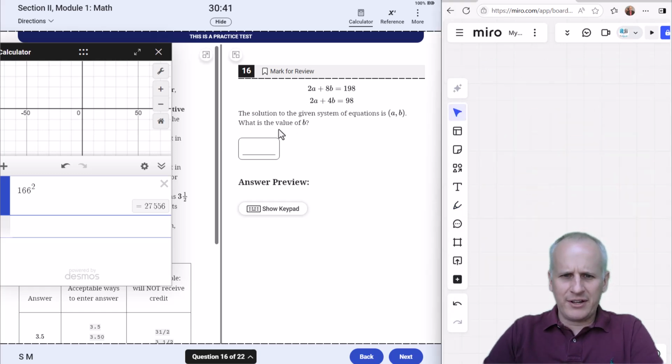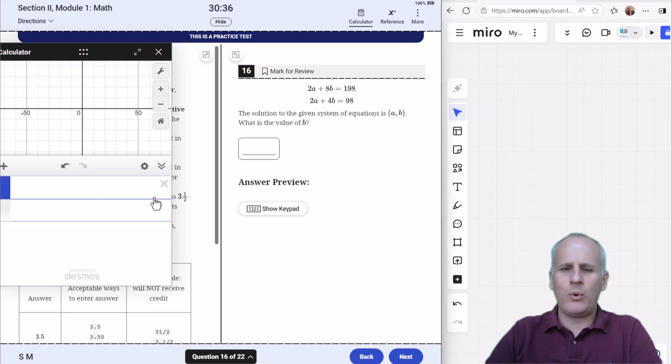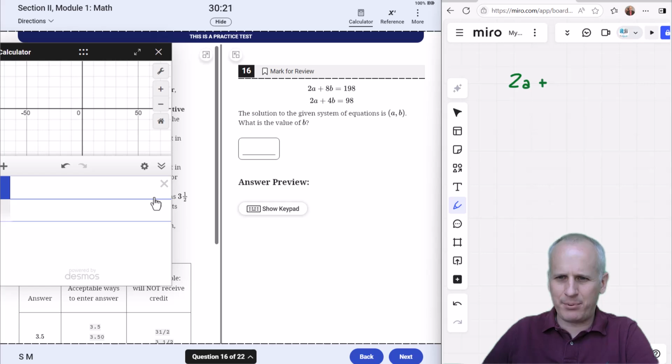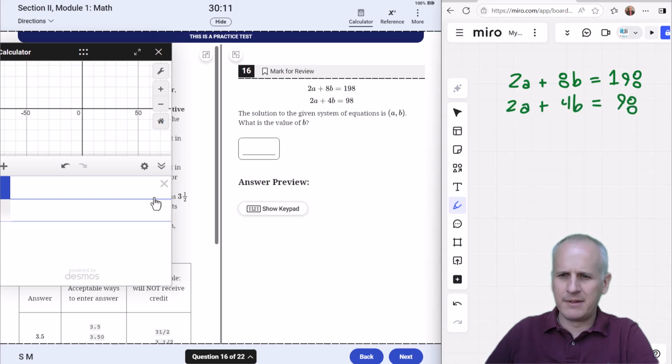So then, moving on, we've got a question asking for the value of b. Now, when you have a system of equations, I need to think about elimination, not substitution. Substitution is going to be the long way, and because it's not just simple numbers, we're probably going to want to engage with our scratch work. So I'm going to write 2a plus 8b is equal to 198, and 2a plus 4b is equal to 98. Again, substitution is the long way. I don't want to get a in terms of b and then plug it back in.